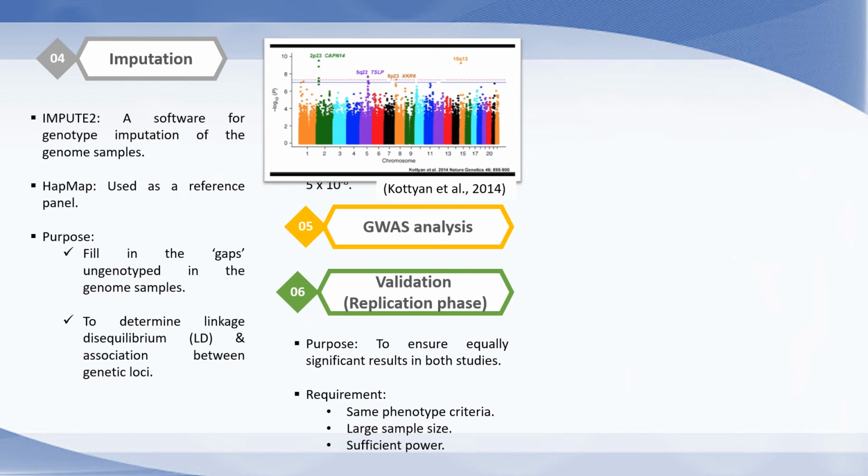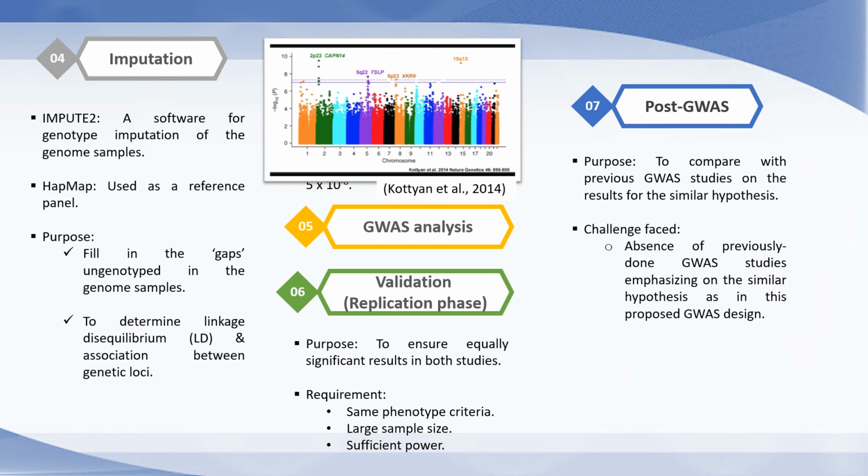Replication study will be carried out after the completion of GWAS analysis. This is to ensure that the genetic effects of the identified SNP alleles are equally significant in the GWAS as well as in the replication studies. In order for the results to be valid, both studies need to adopt the same phenotype criteria for the case and control groups to prevent confusion during result interpretation. Besides, the replication study must also possess large sample size and power to avoid generating false positive results.